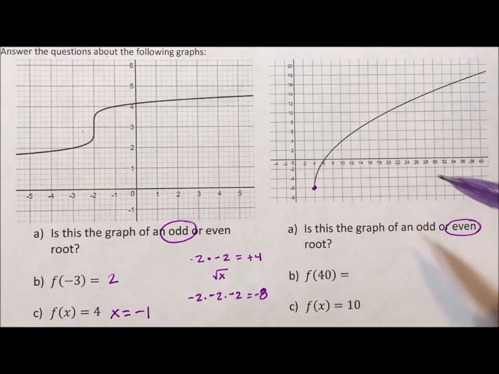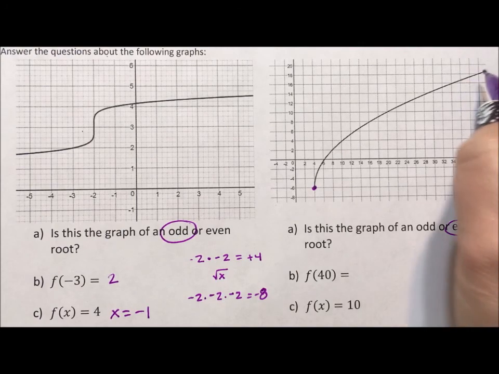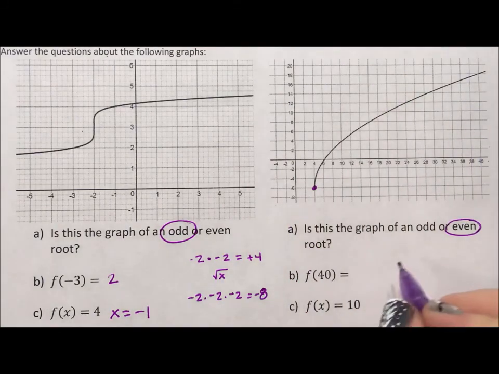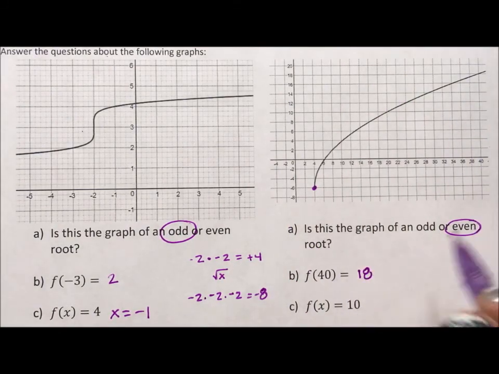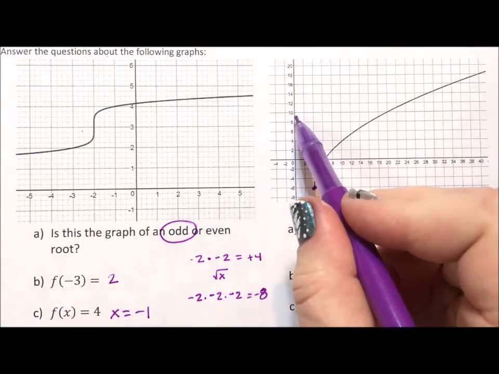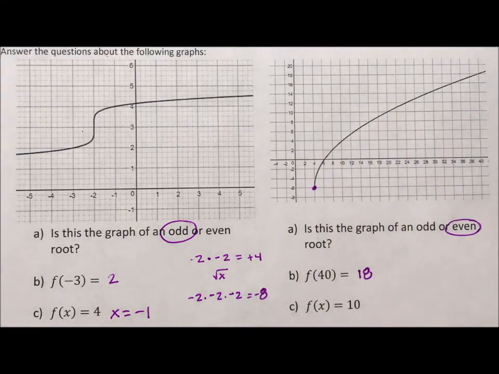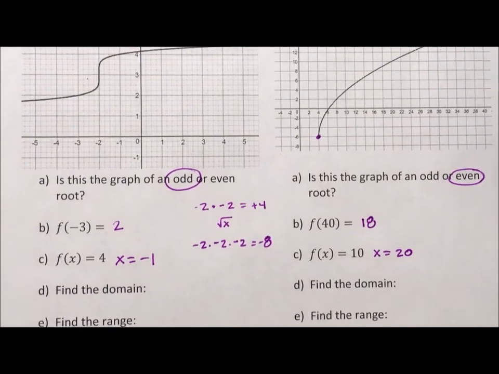Okay. Same thing happens over here. When the input is 40, the output is 18. And what input gives us an output of 10? X equals 20.